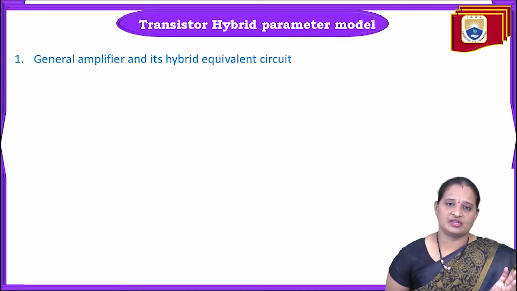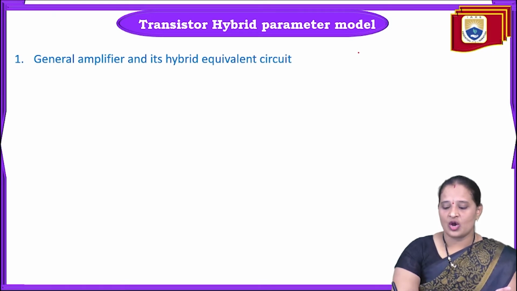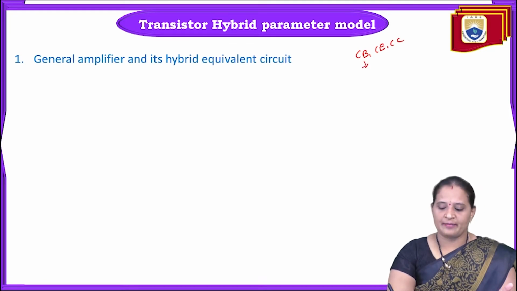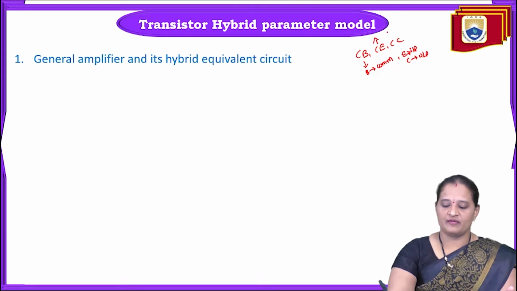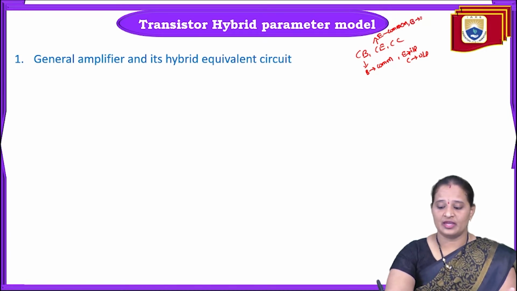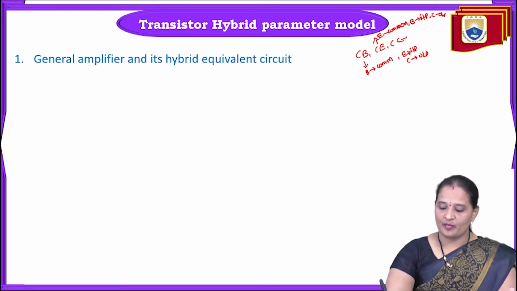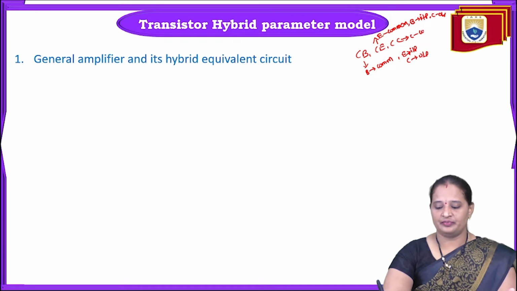What are the three different configurations? That we all know: common base, common emitter, and common collector. What happens in common base? Base is the common terminal, emitter is the input terminal and collector is considered the output. If you go for the common emitter configuration, emitter is the common terminal between the input and output, base is the input and collector is the output, right? Coming to the common collector, collector is common.